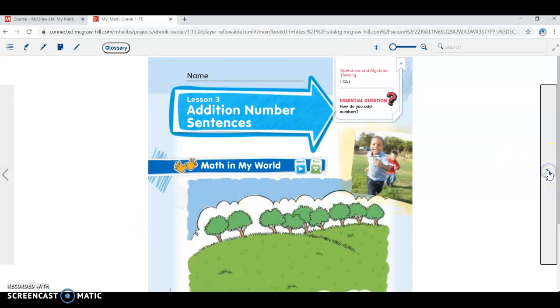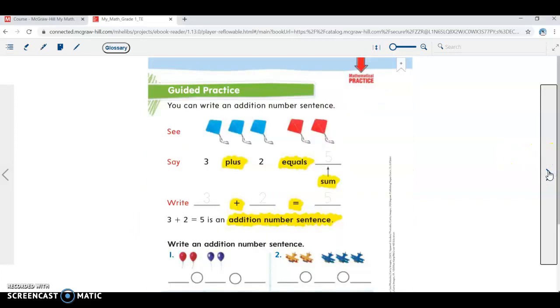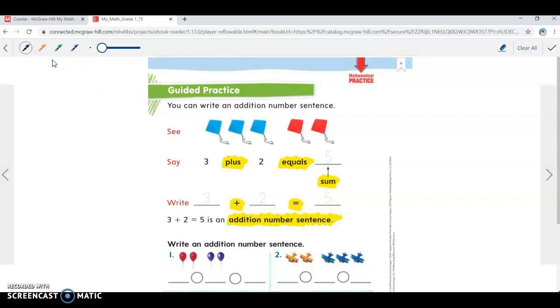So when I look here, what you're going to do today is you're going to take a picture and you're going to be able to make a number sentence with it. So my example up at the top here, I have kites. So I have blue kites, I have red kites. I can see that I have three blue kites here, I have two red kites here. When I say it, I say 3 + 2 = 5. So the plus and the equals, and then my answer, my sum is 5.